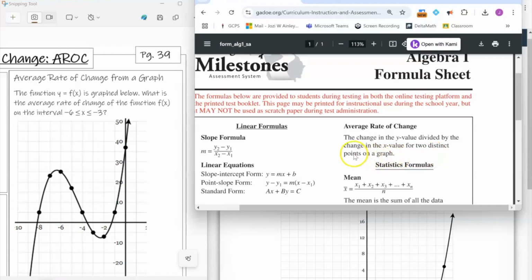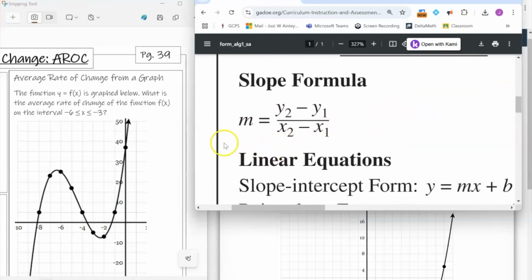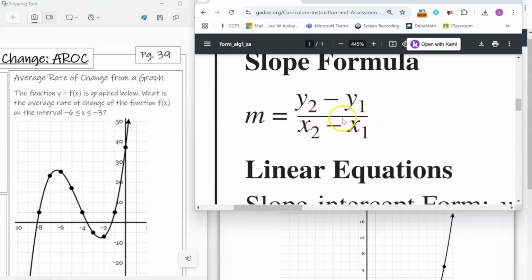What that means is they're going to give you these two distinct points on the graph that they want you to solve for. So what is the average rate of change? Well, that sounds like the changes in the y value divided by the changes in the x value. That sounds a lot like the slope formula, because look at the slope formula. The change in the y values when you subtract them divided by the change in the x values when you subtract them. So the average rate of change is the slope.